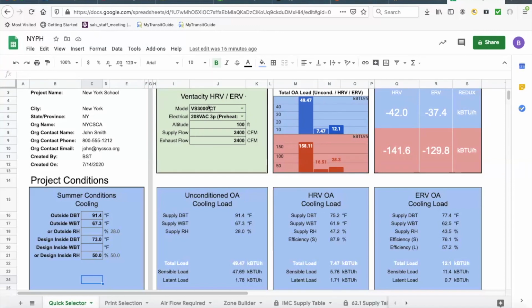So that's one more reason to design that way. So that's one other thing I wanted to mention.